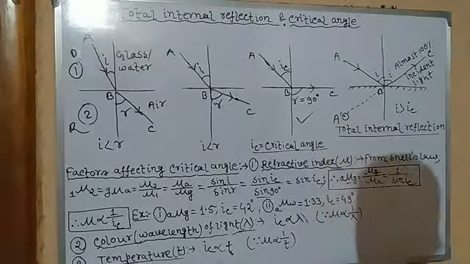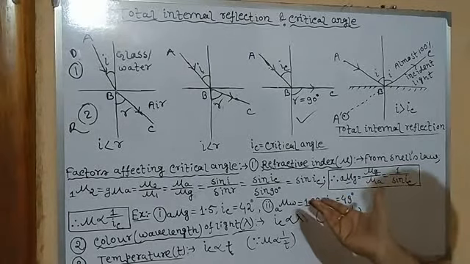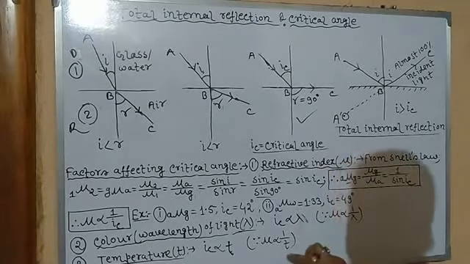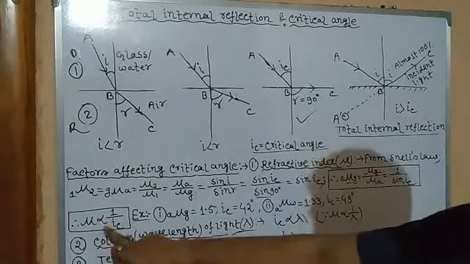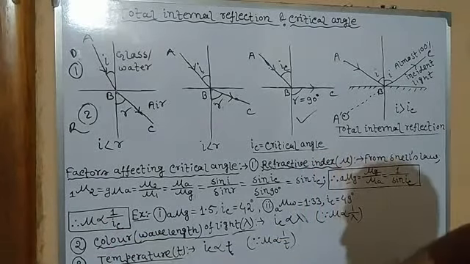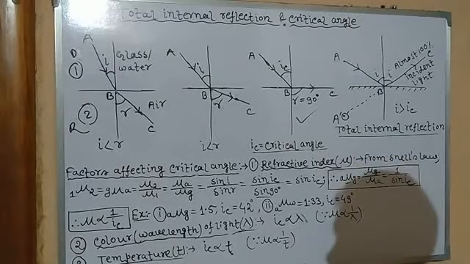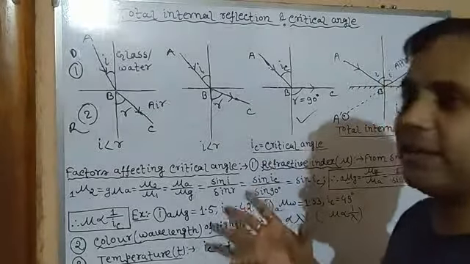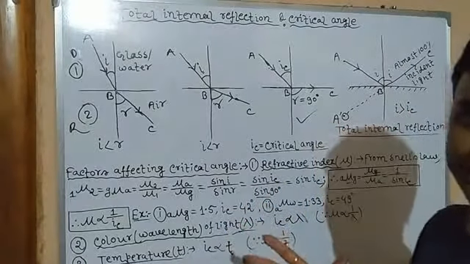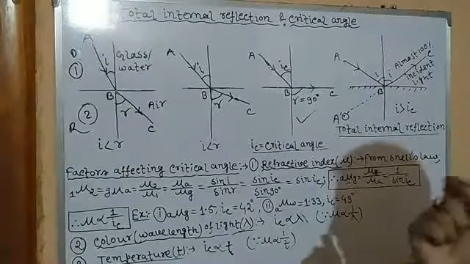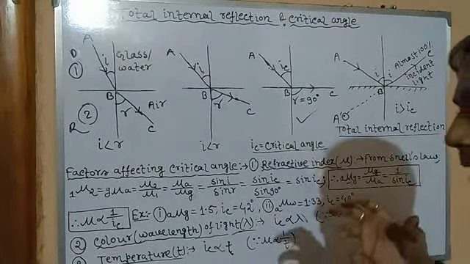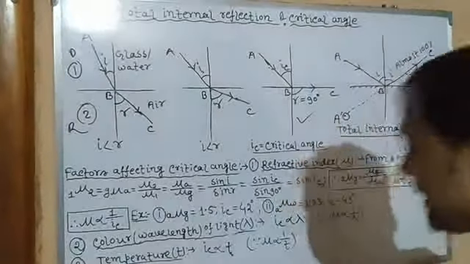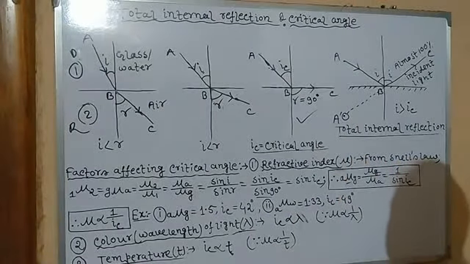Next, temperature. Again, in the previous video, we already saw that mu is inversely proportional to temperature. And mu is also inversely proportional to critical angle. So again, inverse to inverse means directly proportional. So with the rise of temperature, hotness, critical angle increases. It means in hot and humid conditions, like a desert or something else, critical angle will increase, whereas in cold regions, critical angle will decrease. So this is all about total internal reflection and critical angle.